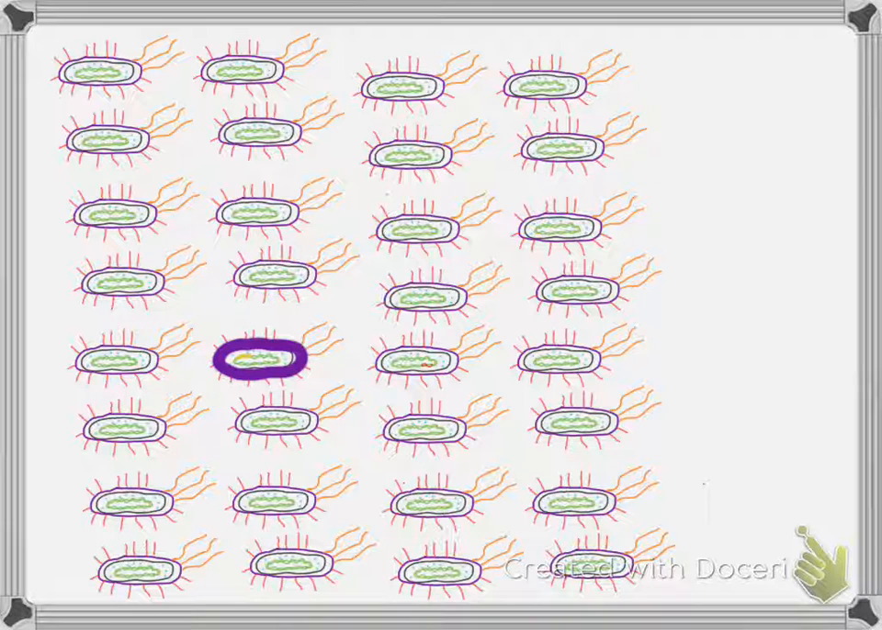And that little section of DNA might maybe mean it only has one flagella. So we might see little differences in bacteria, and they might be due to differences in their DNA.